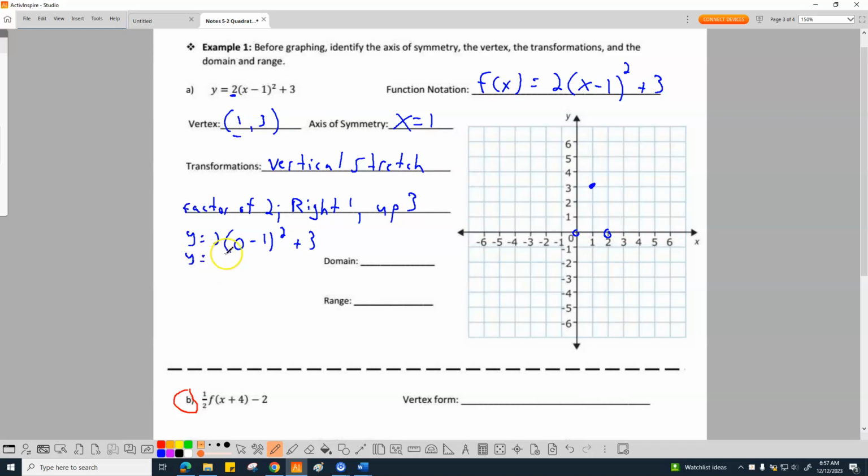Y equals, let's see, negative 1. Let's just write this out. Negative 1 squared plus 3. Do it again. Y equals, negative 1 squared is just 1. So 2 times 1 plus 3. And you have y equals 2 plus 3, which is 5. So we plugged in the point 0 right here. We ended up with 0, 5 for a point.